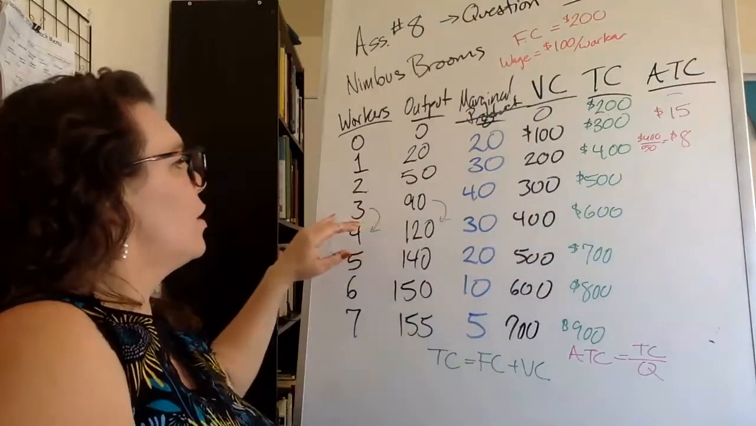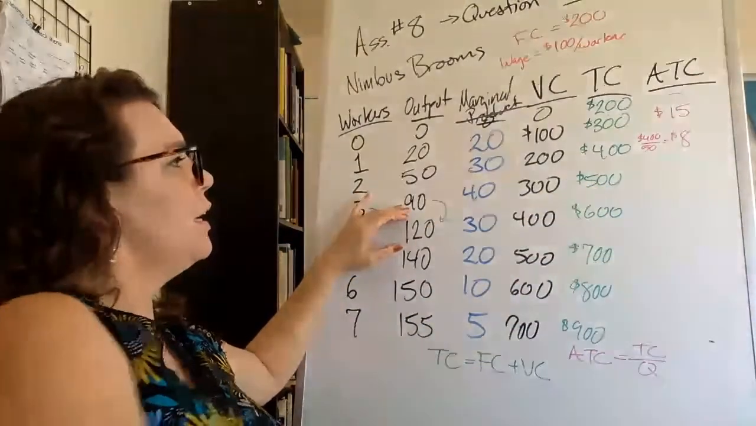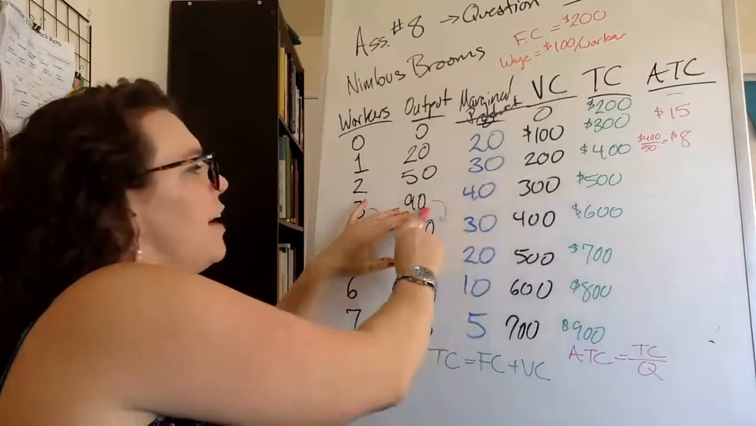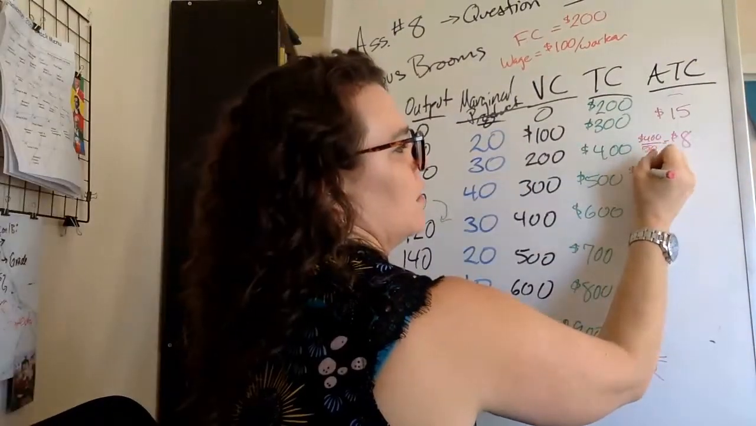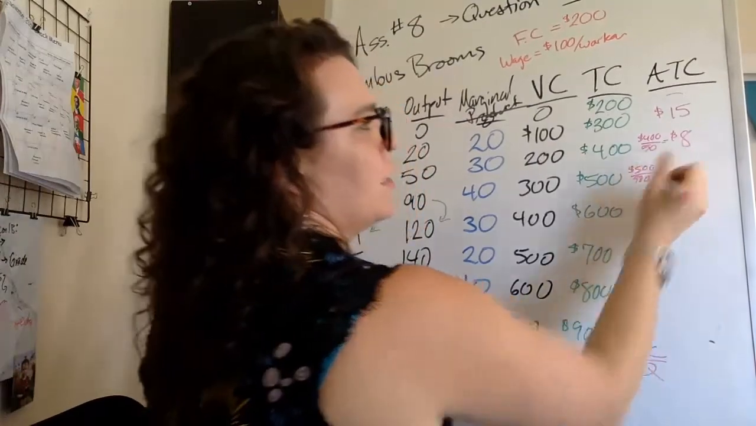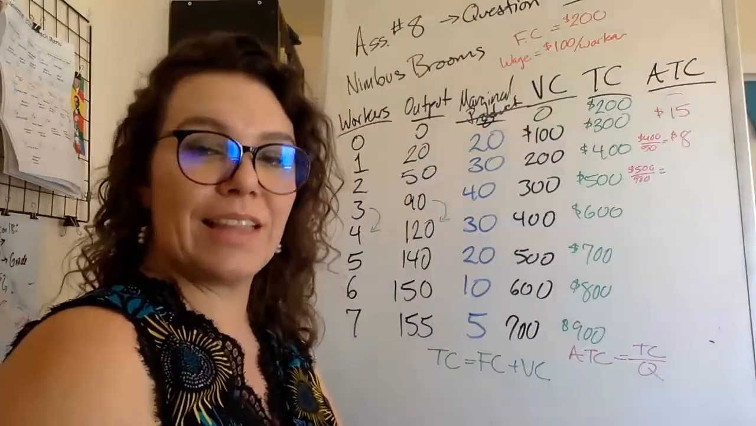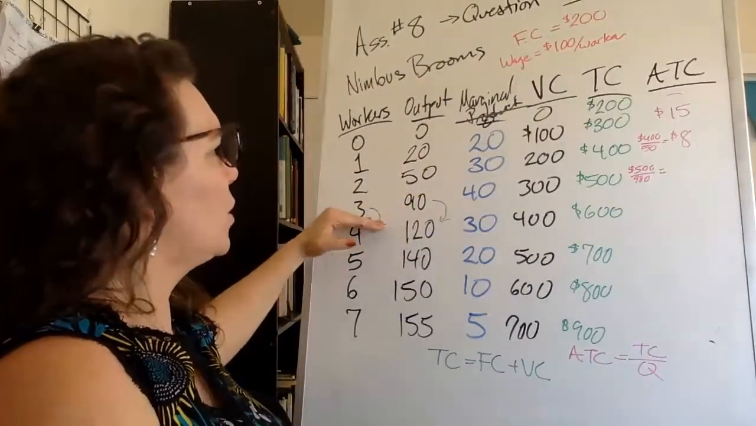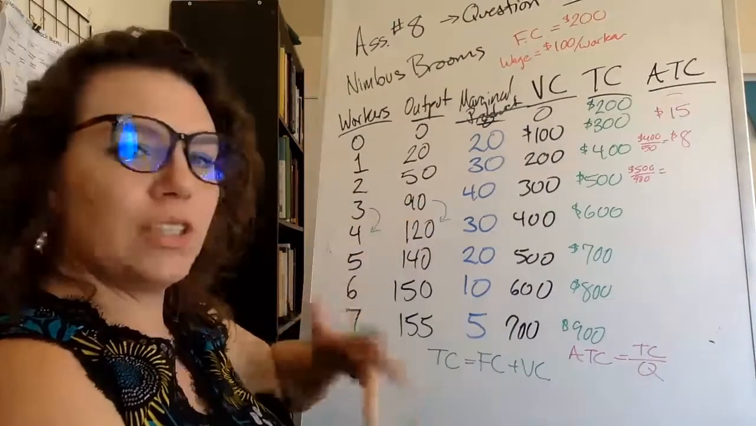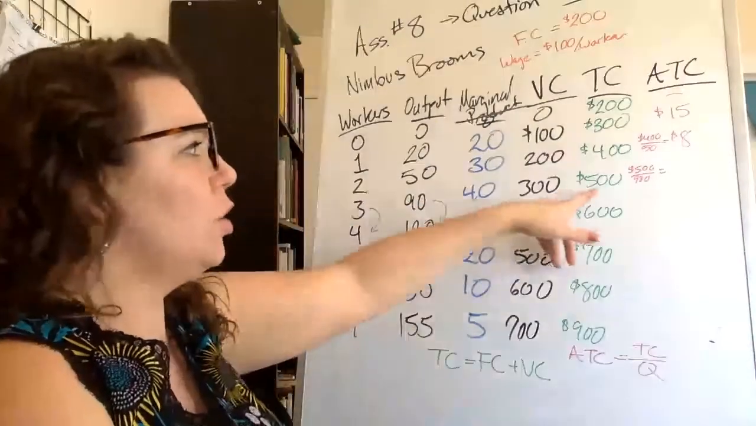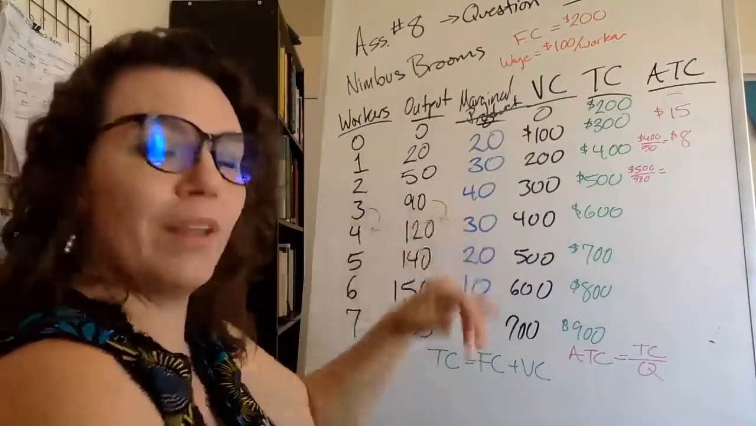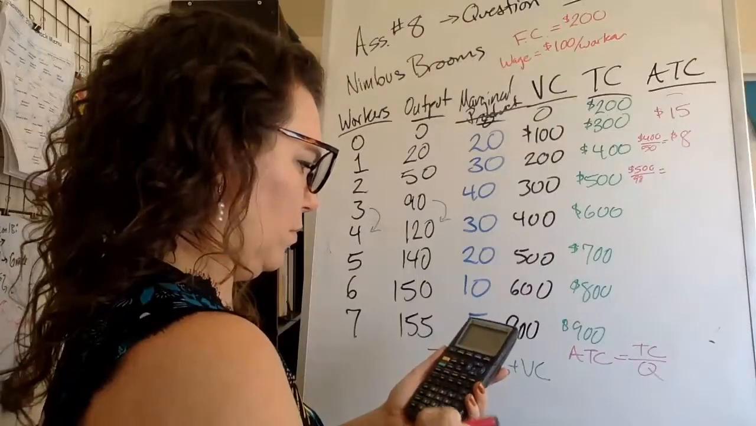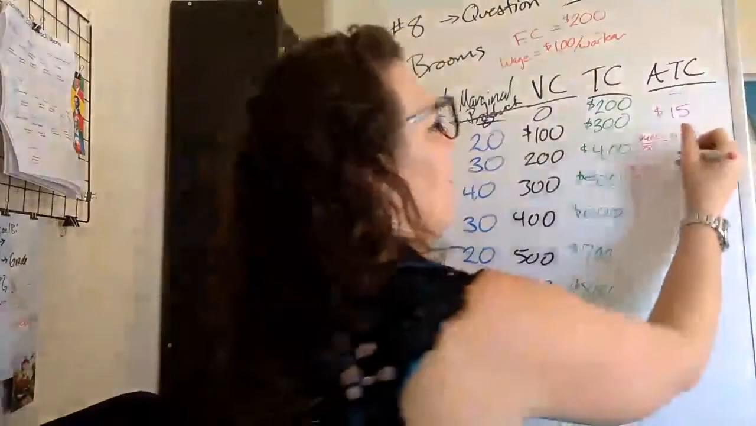Average total cost for 3 workers at our next level of output is a quantity of 90 and a total cost of $500. So $500 divided by 90 brooms gives us the average total cost of producing at that level. And that's how you want to think about that. If we choose to produce at this level of output with 3 workers and 90 brooms in production, how much does it cost to produce each of those brooms? The total cost is $500, so the cost per broom is 500 divided by 90, or $5.56.